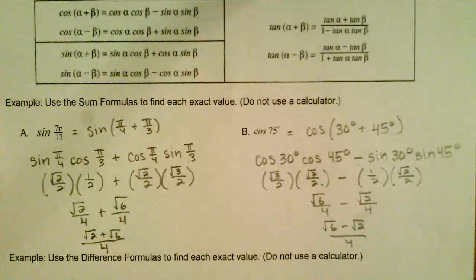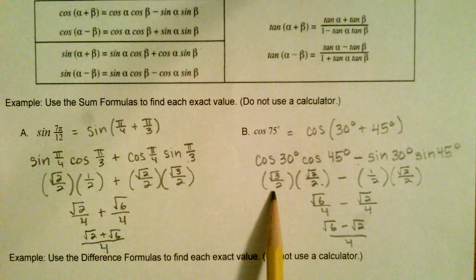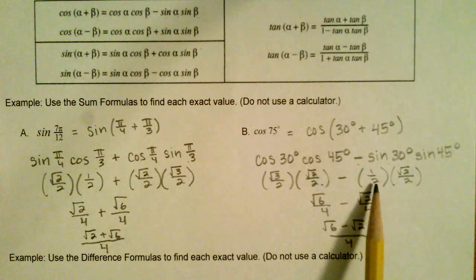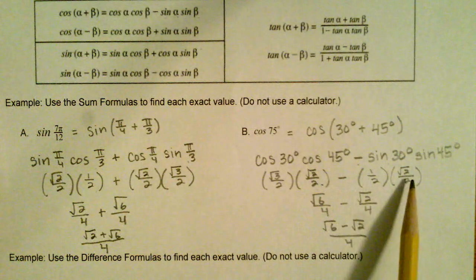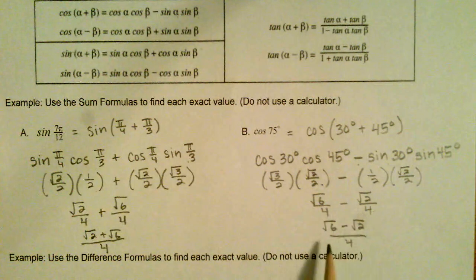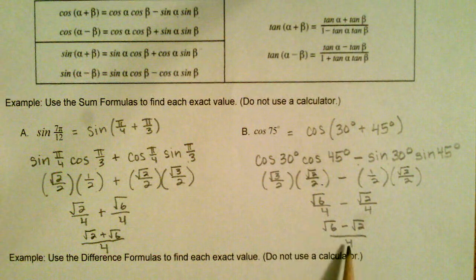Okay, hopefully you've found the same value as me. Cosine of 30 was square root of 3 over 2. Cosine 45 was square root of 2 over 2. Sine of 30 was 1/2. Sine of 45 degrees was square root of 2 over 2. I simplified and I combined. Okay, like I said, I would accept this as an okay answer. A lot of times you rewrite it one more.